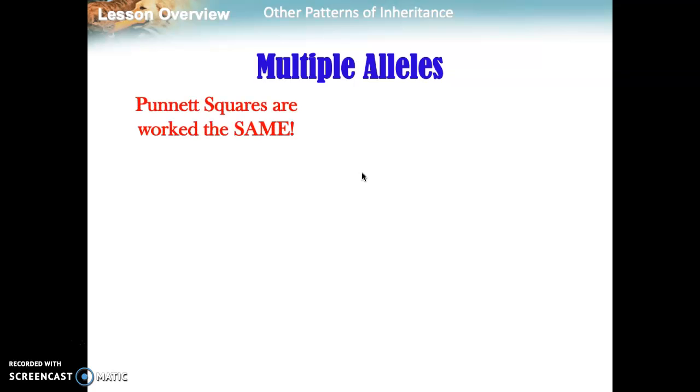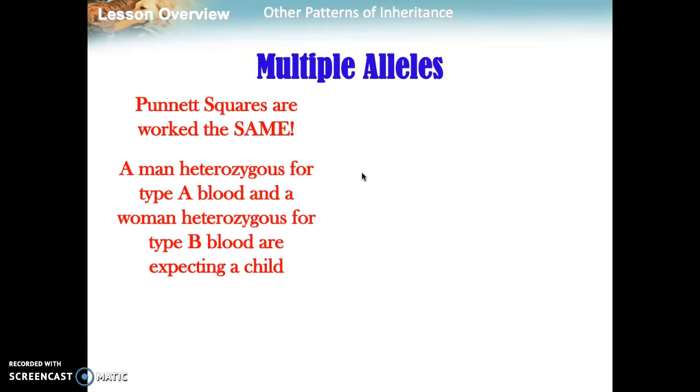Punnett squares are worked exactly the same. We go through the same 5 steps. We have a man here heterozygous for type A blood. A woman is heterozygous for type B. We know that heterozygous means 1 dominant, 1 recessive allele. He has a capital I superscript A with a little i. The woman is heterozygous for B, so a dominant B allele with a recessive O allele.